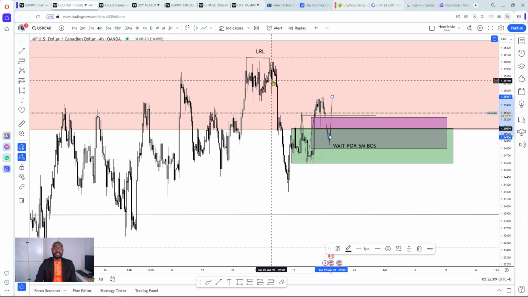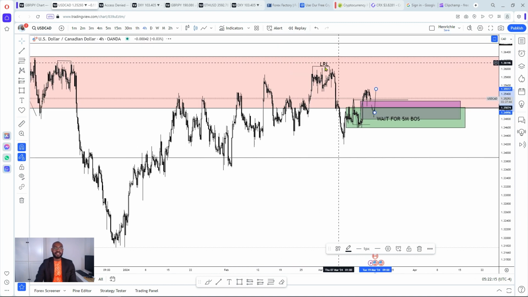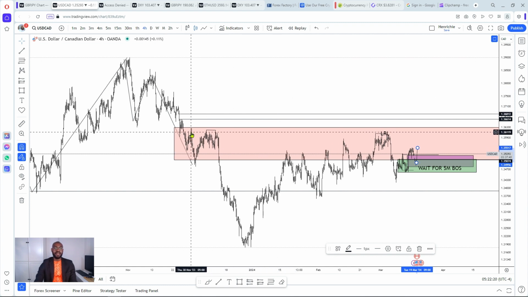These are going to be my targets. First target is going to be this inefficiency, and the second target is going to be this high. Once price rallies above that, I'm closing every position and I'm on the sidelines. The reason is that anything that takes price above this low resistance liquidity and into this inefficiency, anything can happen from that position.